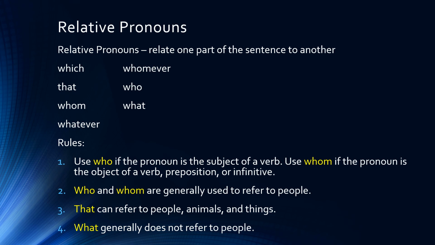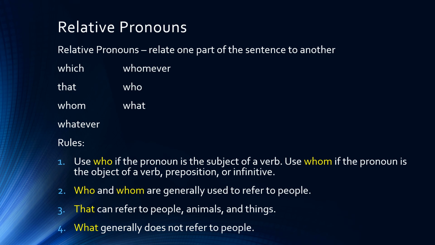Number 1, use who if the pronoun is the subject of a verb. Use whom if the pronoun is the object of a verb, preposition, or infinitive. Rule number 2, who and whom are generally used to refer to people. Number 3, that can refer to people, animals, and things. And rule number 4, what generally does not refer to people.